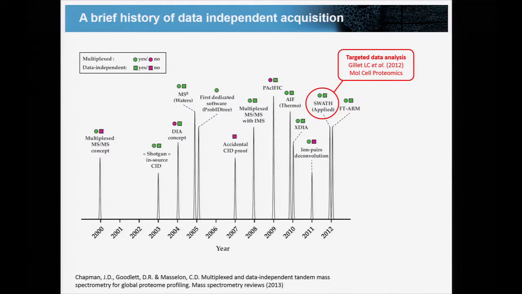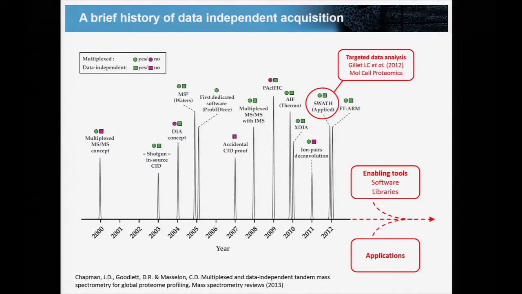This is the paper that came out of our lab in 2012, which Ludovic Gillet wrote. Essentially, this was, at least for us, a turning point. The thing that made the difference was the use of targeted data analysis, which you've now heard about several times. In our hands, this is what started to make things work. Since then, what we've been working on is enabling software tools, assay libraries, and various different applications. If you're interested in this historical perspective, I think this is a nice review from Dave Goodlett and some others.